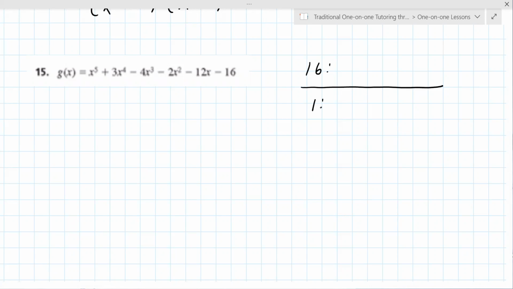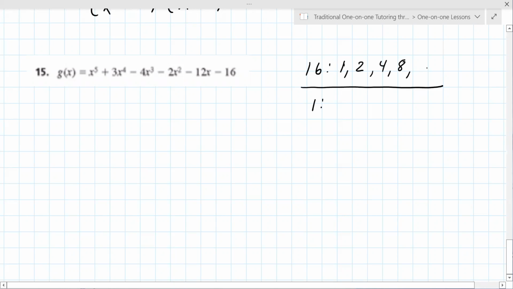So it'll be 1, 2, 4, 8, and 16. So 1, 2, 4, 8, and 16. Yes. Okay, and then I wish there was an example where there was a number in front here, like a 2 or something, but we haven't seen it yet.